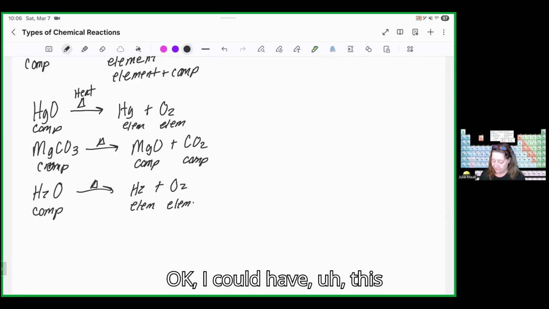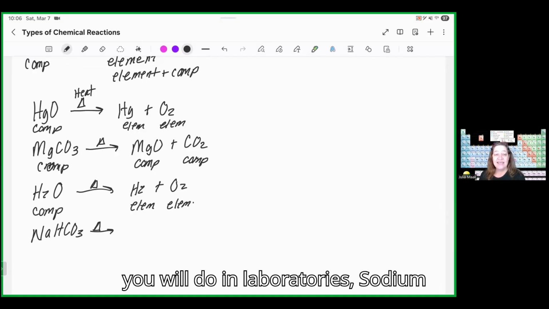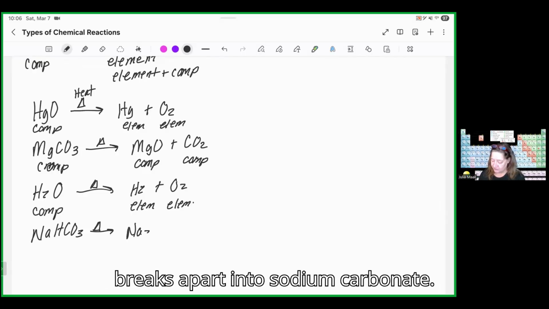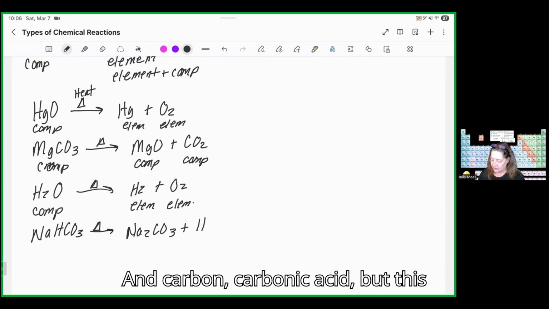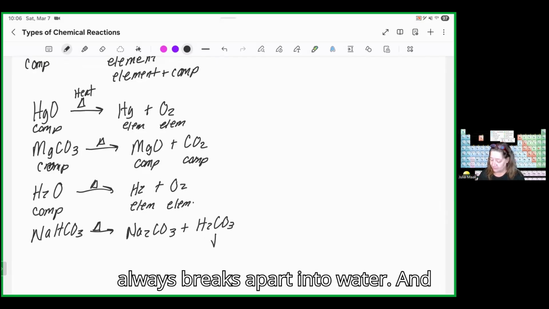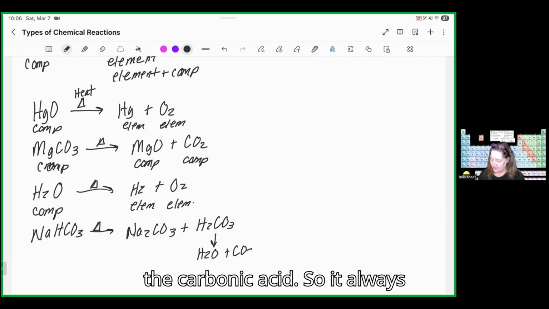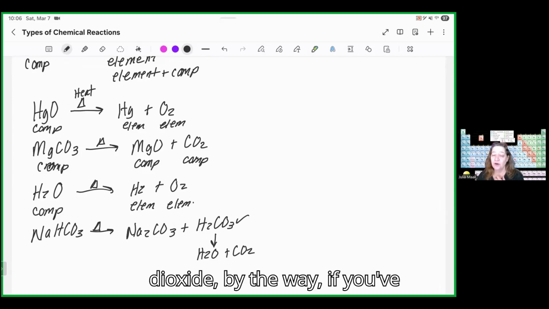Okay, this is one that a lot of you will do in laboratories: sodium bicarbonate, baking soda. That breaks apart into sodium carbonate and carbonic acid, but this always breaks apart into water and carbon dioxide. That's an unstable acid, the carbonic acid. So it always breaks apart into water and carbon dioxide.